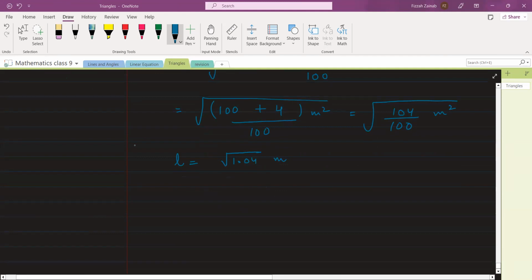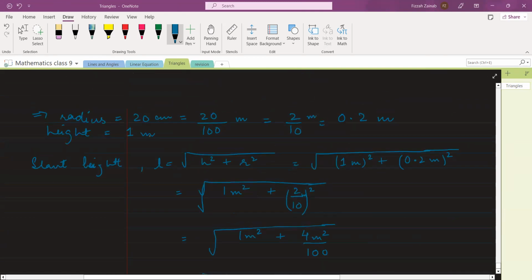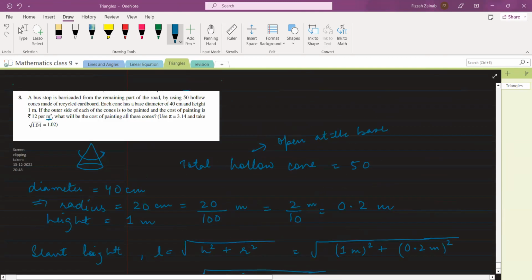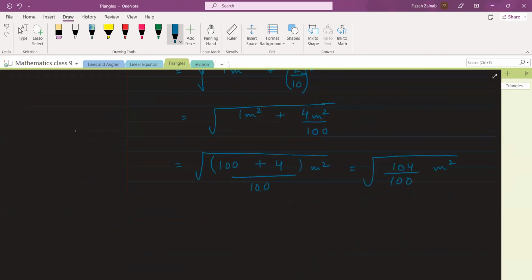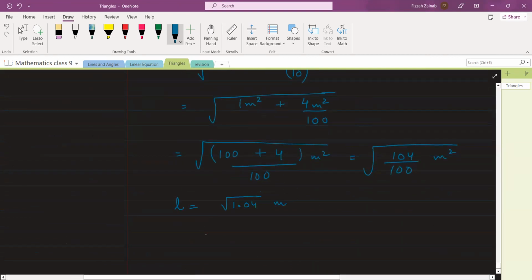I think some values were given in the question. Yeah, see, you don't have to find the square root by the square root method. This value is already given in the question. So this is equal to 1.02. Understand? So this comes out to be 1.02 meter.